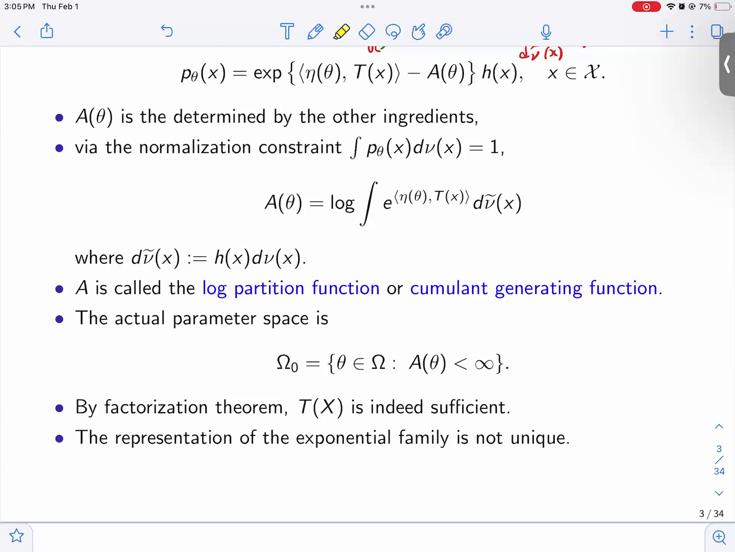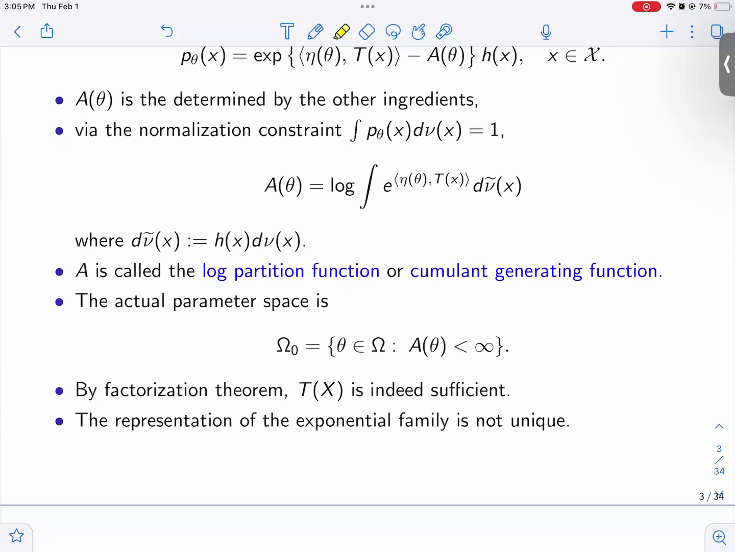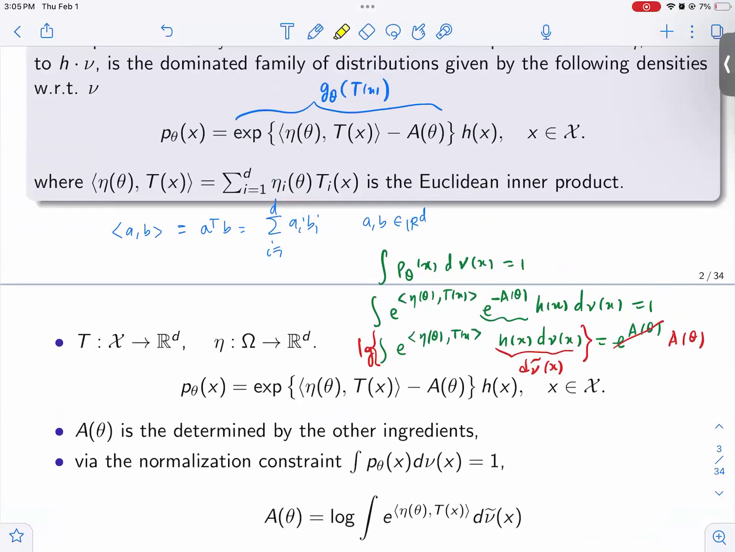The parameterization or the representation is not unique, so I can change theta and t and this might give the same pattern. The easy way to see this is to scale this by a constant and scale down this by that same constant. So t could be different, eta could be different, but I can shift eta around and so on. It's not unique, but that's fine. There's a canonical and natural parameterization we'll talk about later. But these are the basic building blocks.